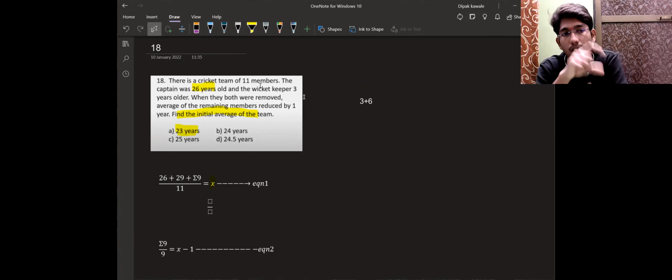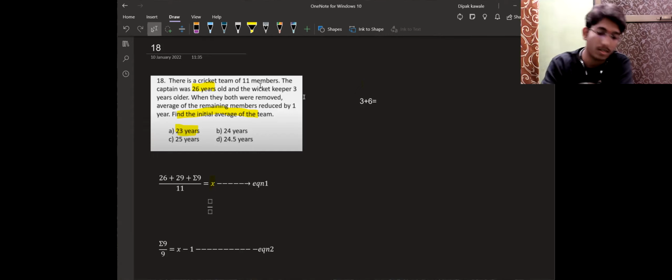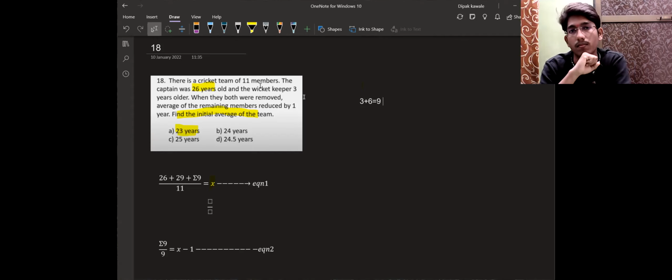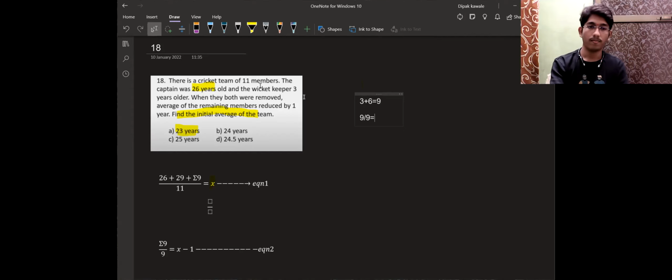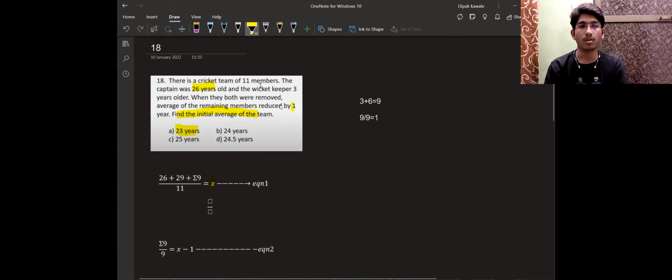So after removing the captain and wicket keeper, how many years are we losing from the total? That is 3 plus 6, 9. Over how many people are we losing? The remaining 9 people. So 9 by 9 is 1. So this matches our answer. It is reduced by 1, because the average becomes 9 by 9, which is 1. Correct.